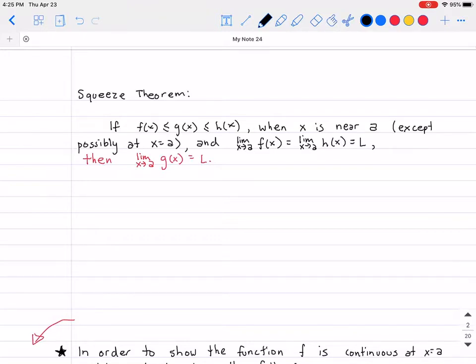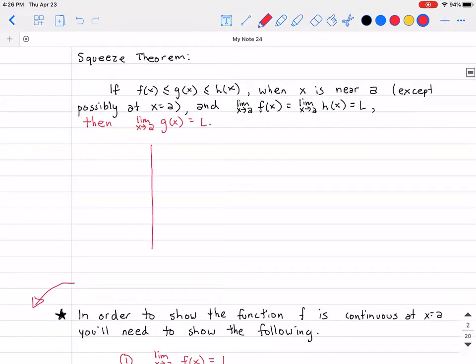So let me go ahead and read it first, and afterwards I'll give you a picture of what's happening. We're told that if f of x is less than or equal to g of x is less than or equal to h of x, where x is near a, except for possibly at x equals a, and the limit as x approaches a for the lower function f of x is equal to the limit as x approaches a for the upper function is equal to some value L, then the limit as x approaches a of g of x is equal to L. So it definitely sounds like a mouthful, but let me go ahead and draw it so you can see what we're talking about.